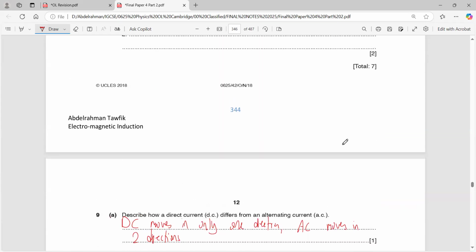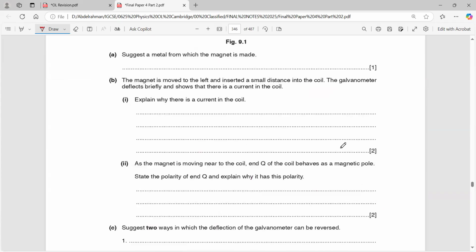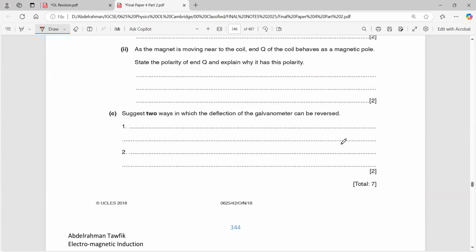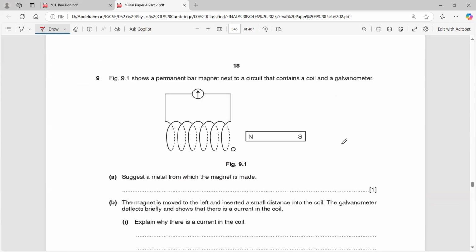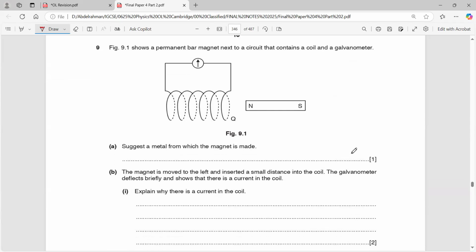Okay. Let's solve another question. We can solve this question quite quickly. Suggest a metal from which the magnetic material is made. It's usually steel.